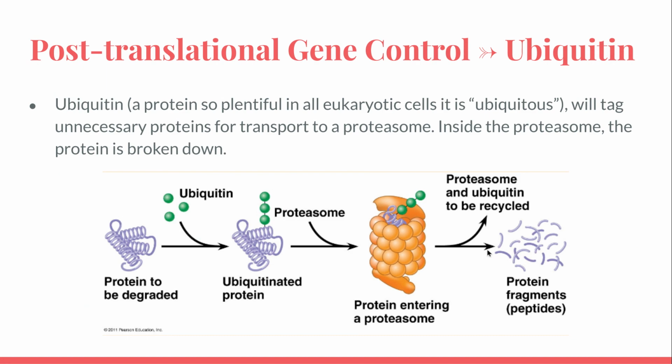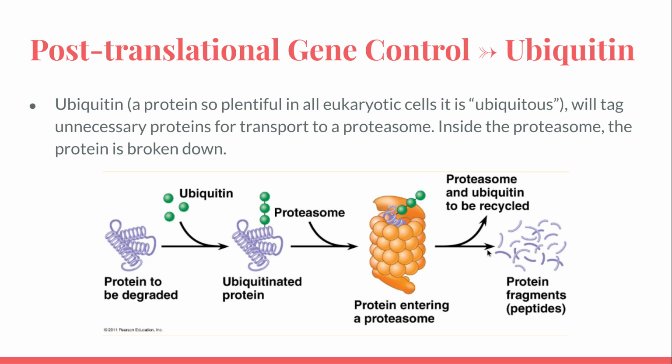And finally, we have the post-translational gene control method. So protein is made now. What next? How do you control the amount of protein there? One of the ways this happens is through the ubiquitin proteasome complex. Ubiquitin is a protein that is present everywhere, and it acts like a tag. When it sees a protein that needs to be degraded, ubiquitin will go and bind to the protein to be degraded. So this ubiquitinated protein is now sent to a protein structure called a proteasome.